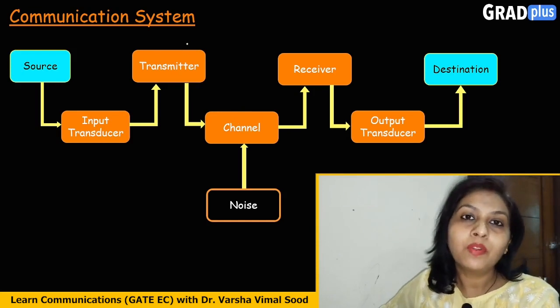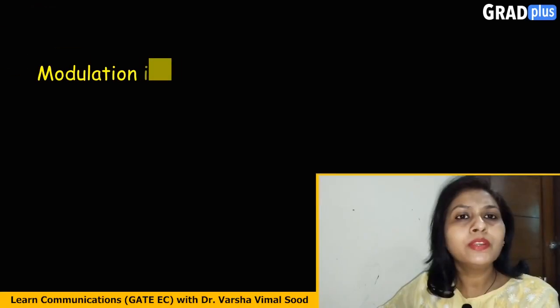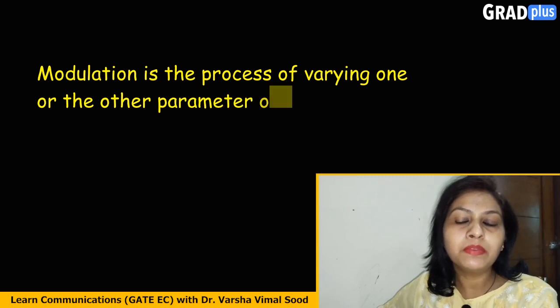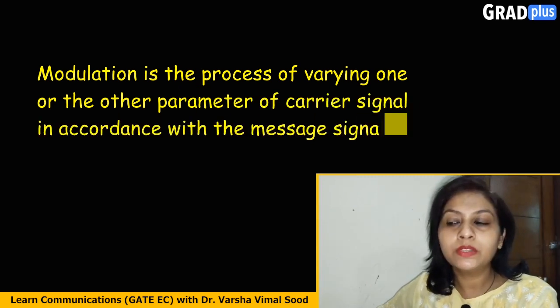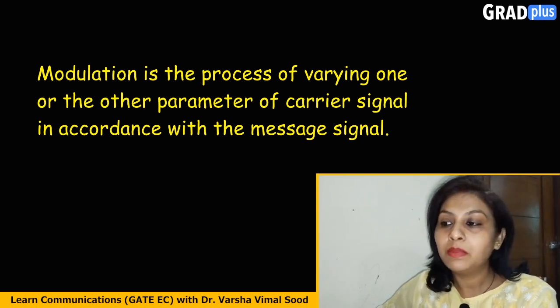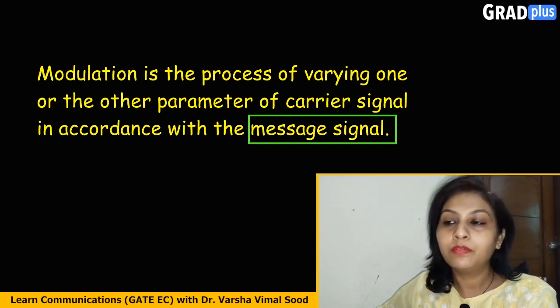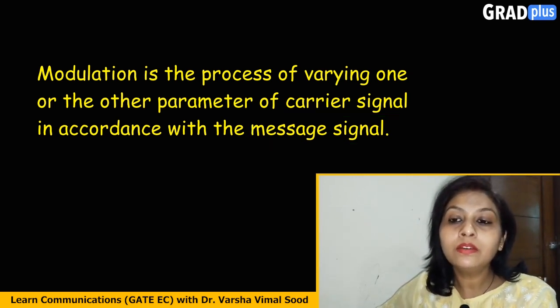One of the important processes being done at the transmitter is that of modulation. And today, modulation is the process of varying one or other parameter of carrier signal in accordance with the message signal. So from here we will guess enough that modulation comprises of two signals. One is our message signal, the signal which is intended to be sent from the source to the destination, and another signal known as the carrier signal.